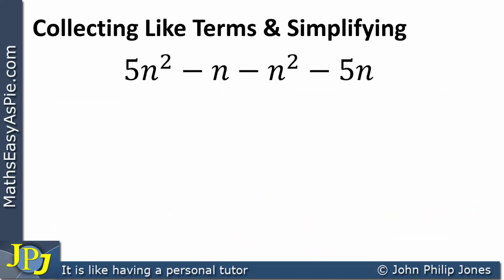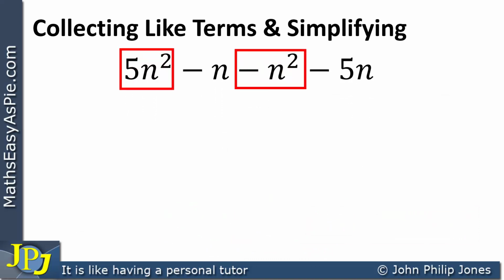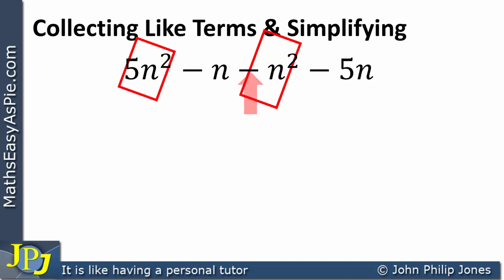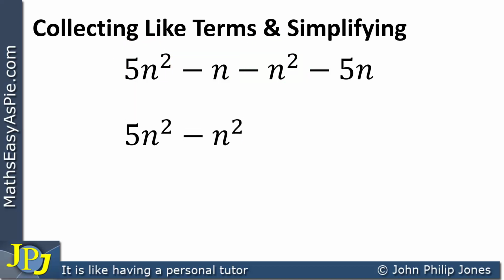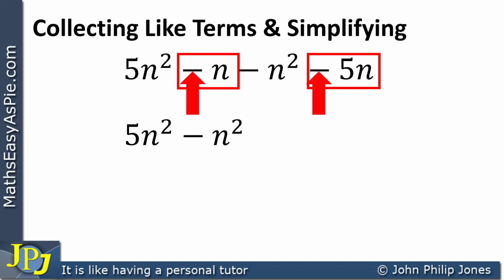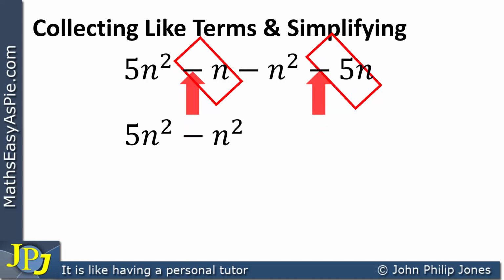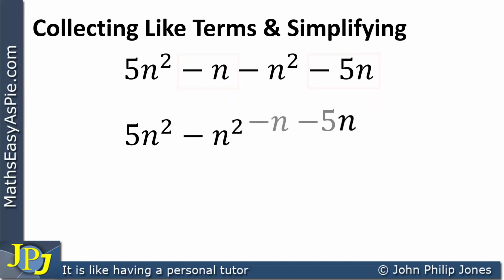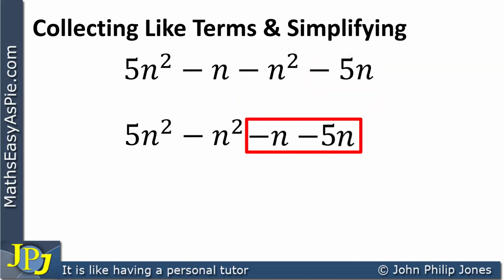So let's consider this by itself. And we can see we have these terms being like terms. And this one's got a minus in front. So we can put these down here, as you can see. We then can turn our attention to these like terms, which is minus n and minus 5n, because we always have to consider the sign in front. So they are then brought down to here, as you can see. So we have collected like terms together.